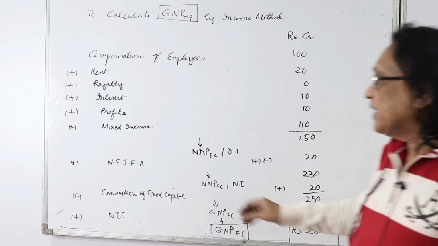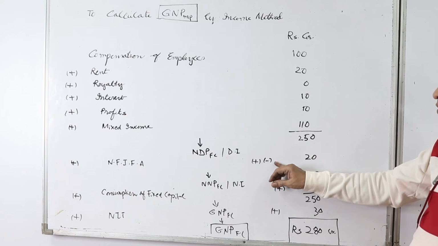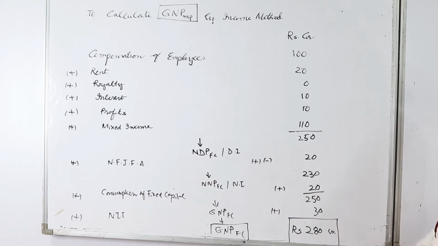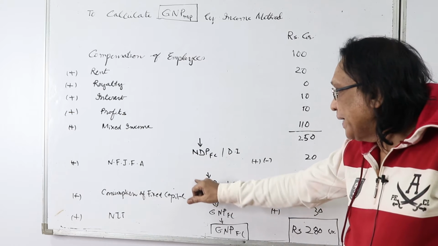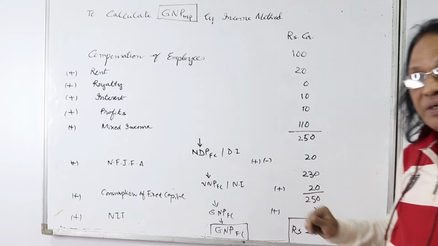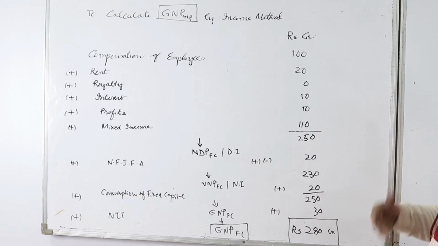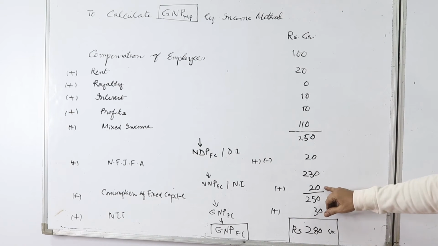To this we add NFIA. Normally we add net factor income from abroad, but here the value is given as minus. So plus minus, minus 20, we subtract it from 250, it becomes 230. This is your national income or NNP at factor cost. To this we add consumption of fixed capital or depreciation because they asked you to find the gross value. So 20 is given as depreciation, and GNP at FC becomes 250.